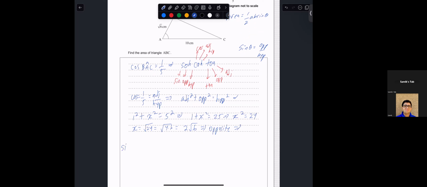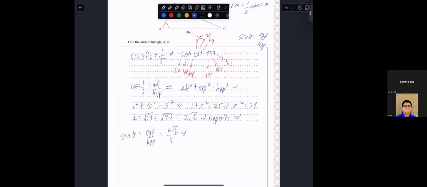We want our sine of theta, so sine of theta is opposite upon hypotenuse. We're already given our hypotenuse from the cosine, which is 5, and our opposite is 2 square root 6. So that's our sine of theta.